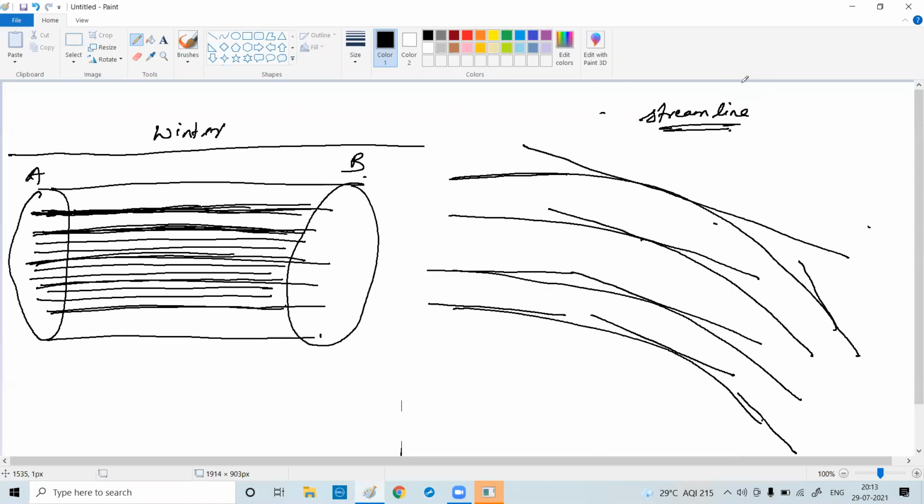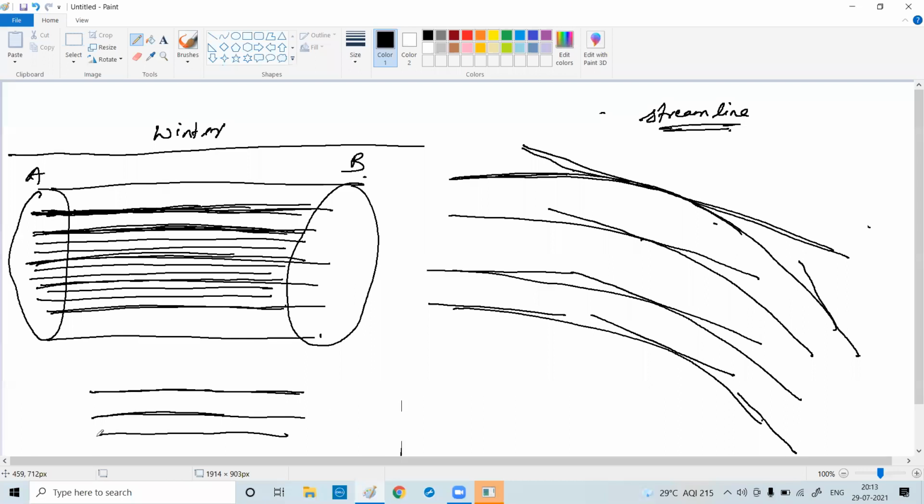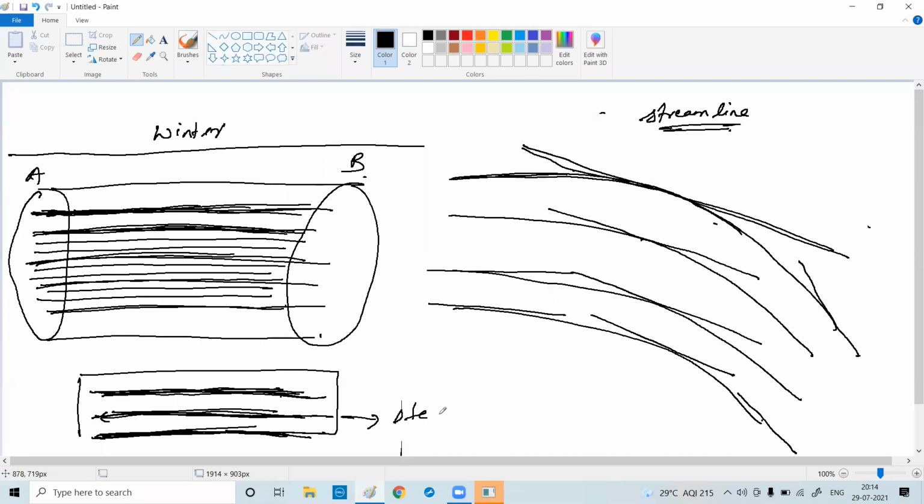Understood? See here, the flow line is like this, but the tangent is like this because it is a curve. But for a straight line, what is the tangent? The tangent will be the same only, no? For a straight line, the flow line and the streamline are the same. Where the flow lines are straight and parallel to each other, it is called steady flow.